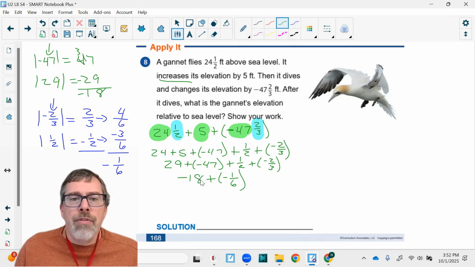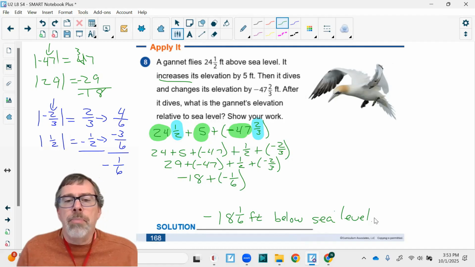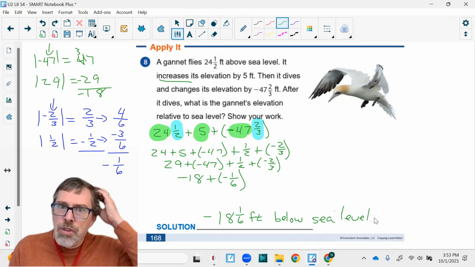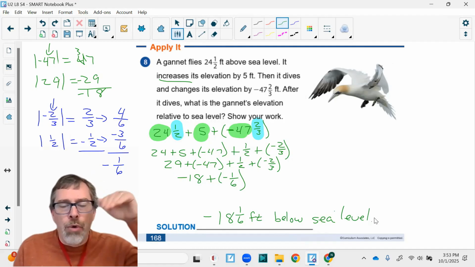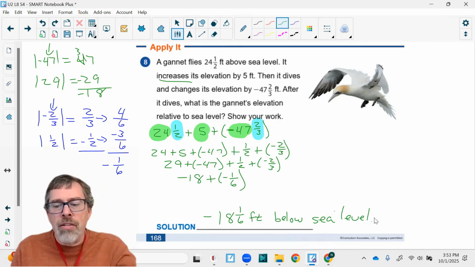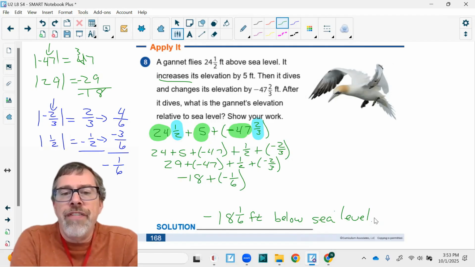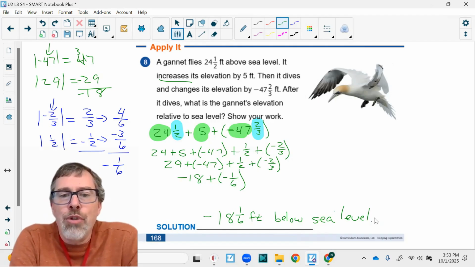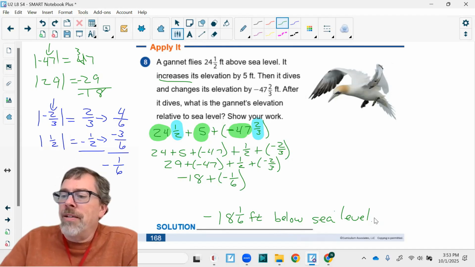So when they're both negative, they just go back together. The answer is negative 18 and 1/6, and that's feet below sea level. Okay, that's pretty impressive. Think about that. This bird was 24 feet in the air. It dove down to the ocean, hit the surface of the water, went underwater 18 and 1/6 feet, which is 18 feet 2 inches. That's pretty amazing.